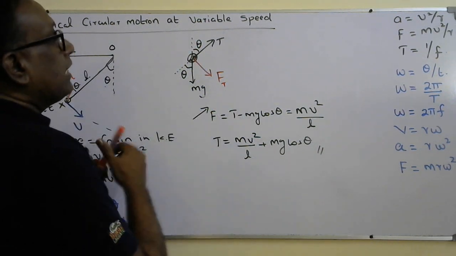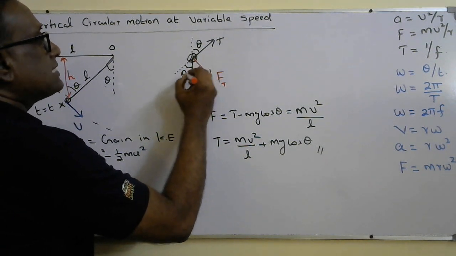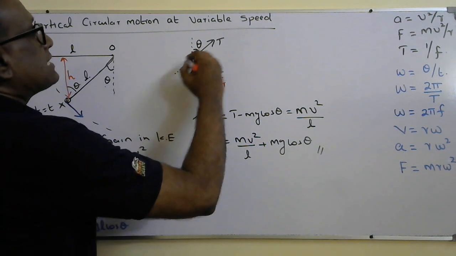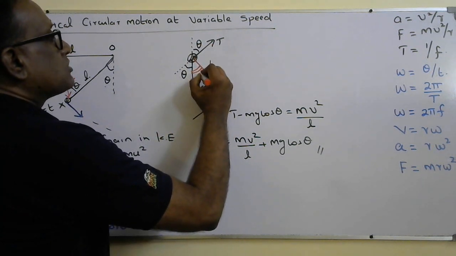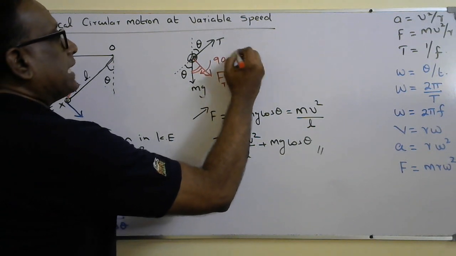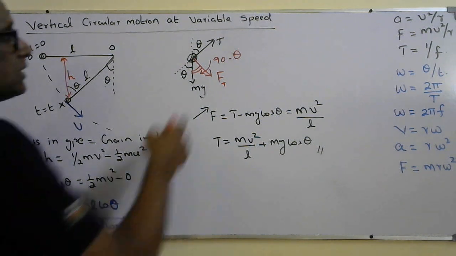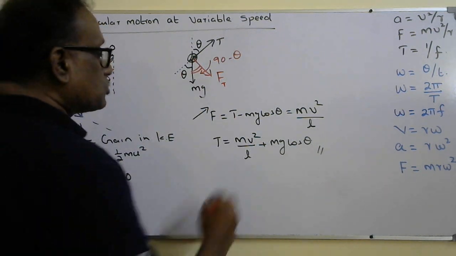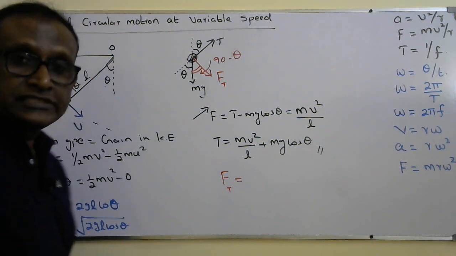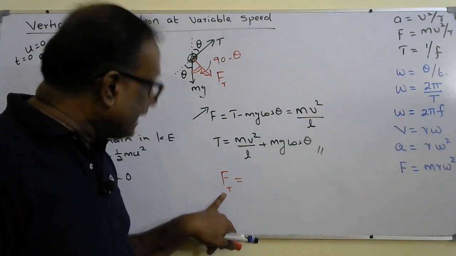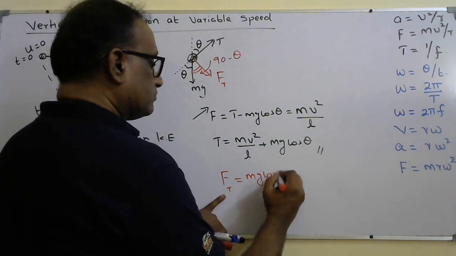But Ft will have a component due to the weight. If I say this is theta, this is 90 degrees, so this angle is going to be 90 minus theta. Due to the component, there will be a force along the tangent. The force along the tangent, I put it as Ft, is going to be mg cos(90 minus theta).